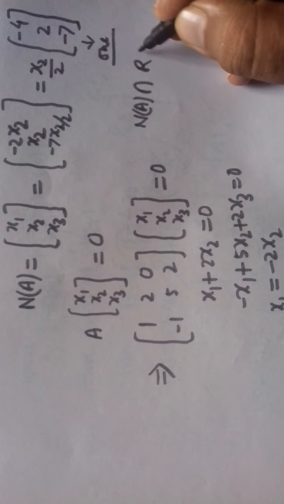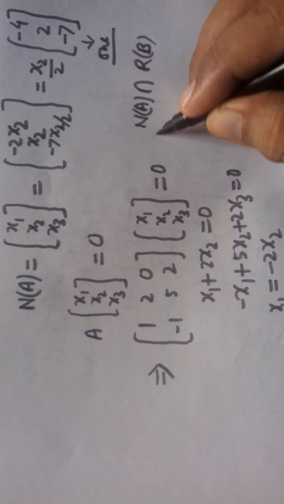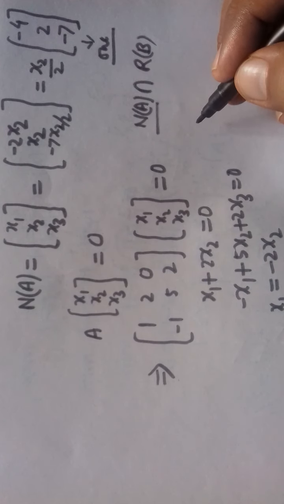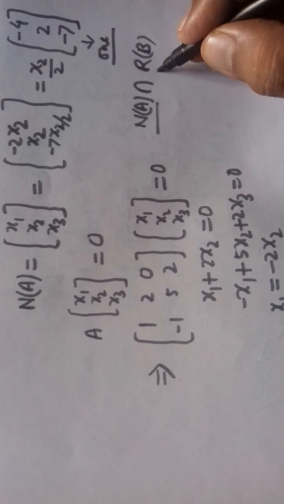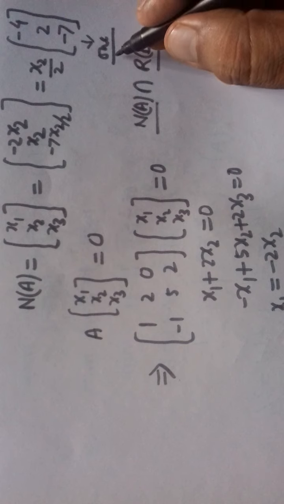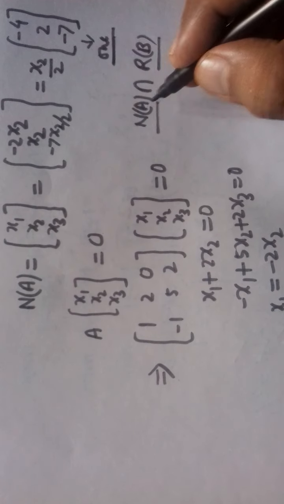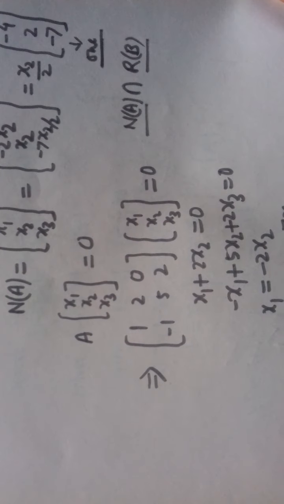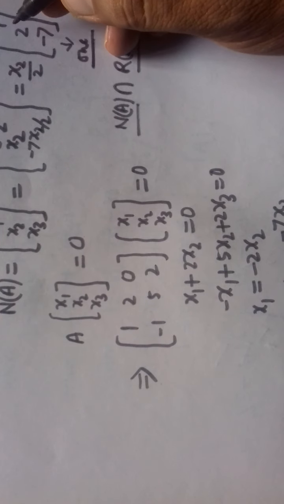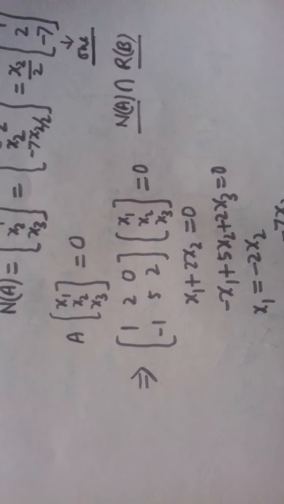So we have to find N(A) intersection R(B): the dimension of the null space of A and the range space of B. Since we have got 1 for N(A), the answer will be 1 or 0. Let us see. Minus 4, 2, minus 7, we got this.